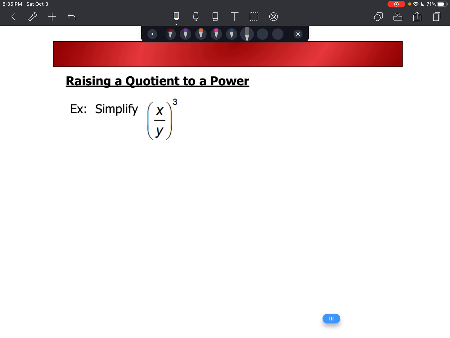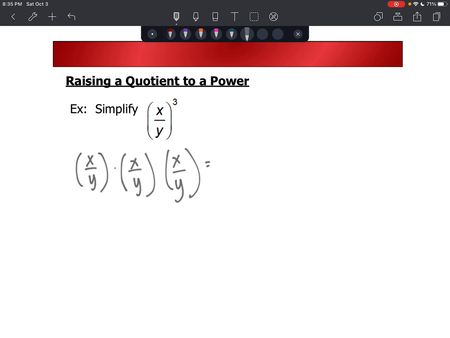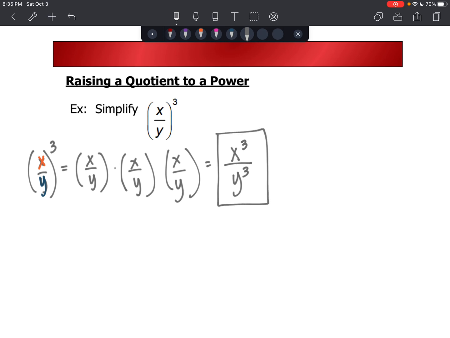Now let's raise a quotient to a power. A quotient to a power means that we'd have x over y times x over y times x over y. And that would be x cubed over y cubed. That's because fractions you multiply straight across. So if I say x over y all raised to the third power, that means each base inside the parentheses is going to get the exponent of 3. So that's the result when raising a quotient to a power.